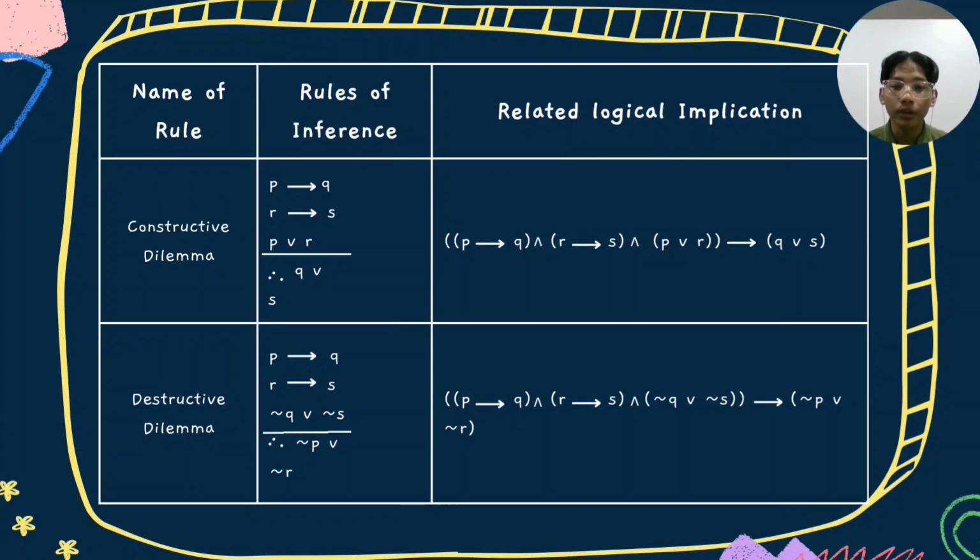Number eleven, constructive dilemma. Rules of inference: P implies Q, R implies S, P or R, so the conclusion is Q or S. Number twelve, destructive dilemma. Rules of inference: P implies Q, R implies S, not Q or not S, so the conclusion is not P or not R.